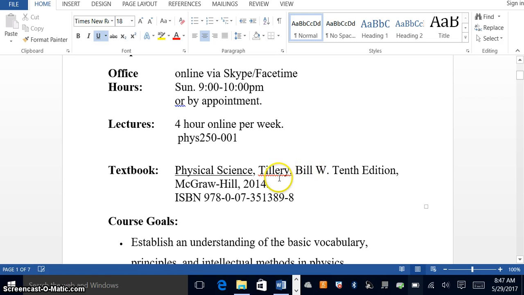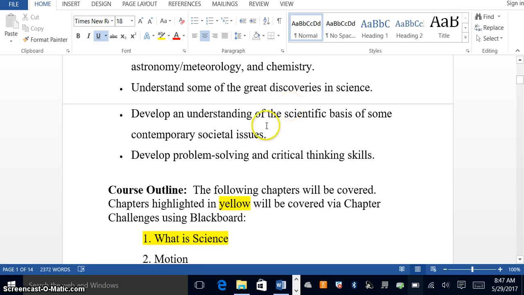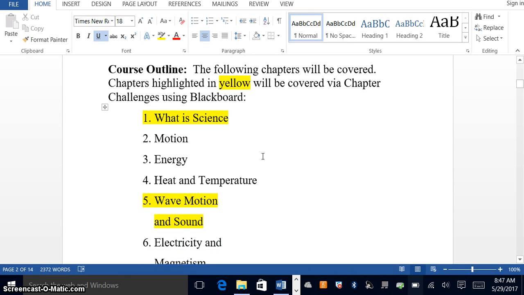We're using Tillery, the 10th edition, as the physical science textbook. That should be in the bookstore if you go there. So this is our class, Physics 250, Matter and Energy. Let me skip over this. The things that are in yellow are the different chapters of the textbook that we're covering in the chapter challenges, right?